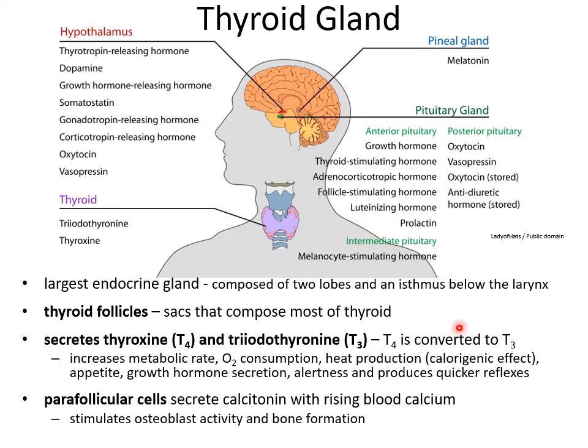Thyroid gland. The thyroid gland most famously regulates your overall metabolic rate. It does so by secreting T4 and T3. Ultimately, T4 is converted to T3, and T3's function is to increase your metabolic rate, increase your oxygen consumption, increase heat production, appetite, increase growth hormone secretion, and alertness.